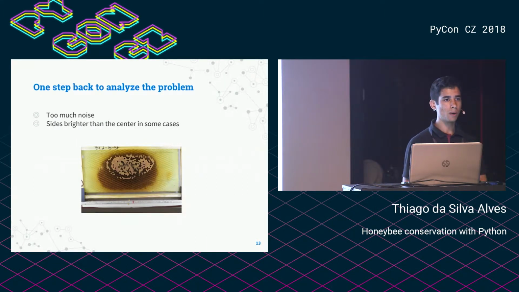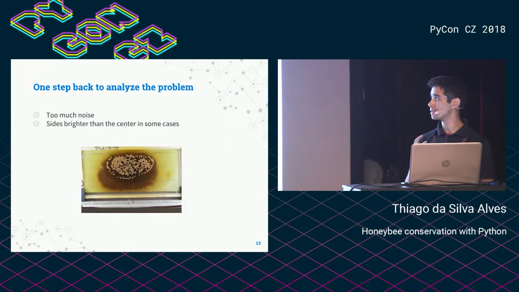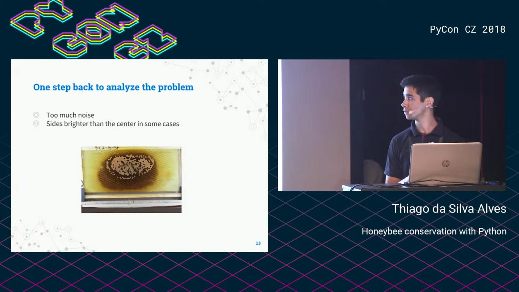So we had two problems. The first one was that it has so much noise in the image, so it was difficult to detect the cells. The second problem was the way that the bees create their work, because they start from the center and go to the borders. So in many images we had this problem where the center was darker than the borders.